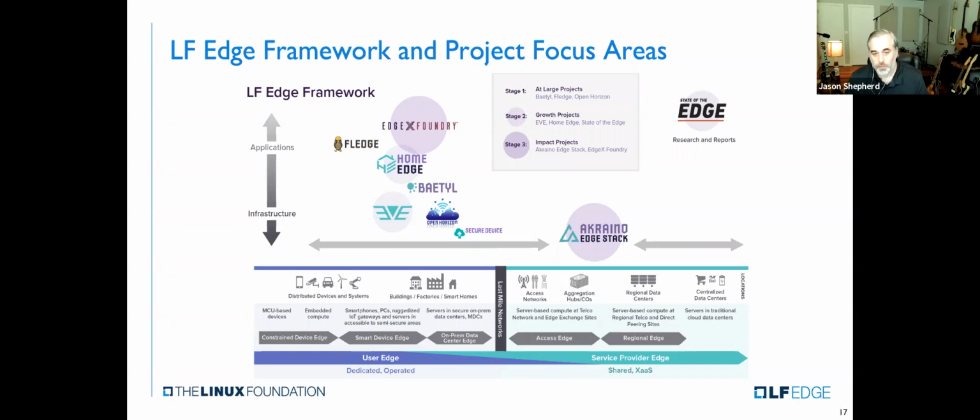Open Horizon is all about delivering containers out into the field. There's a server component and then an edge component. How do I deliver applications?